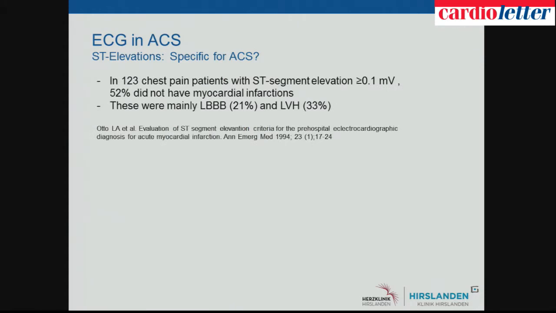ST elevation: is it specific for acute coronary syndrome, yes or no? In a very unselected population, probably not. You see here quite an older study, a bit more than 100 unselected chest pain patients with formal ST elevation of more than 0.1 millivolts. 25% did not have myocardial infarction, so this is throwing a coin.